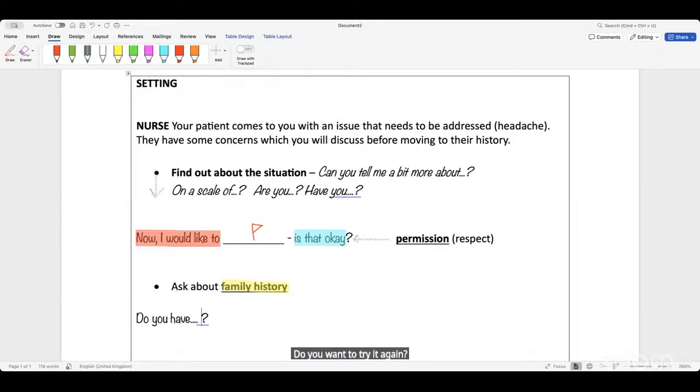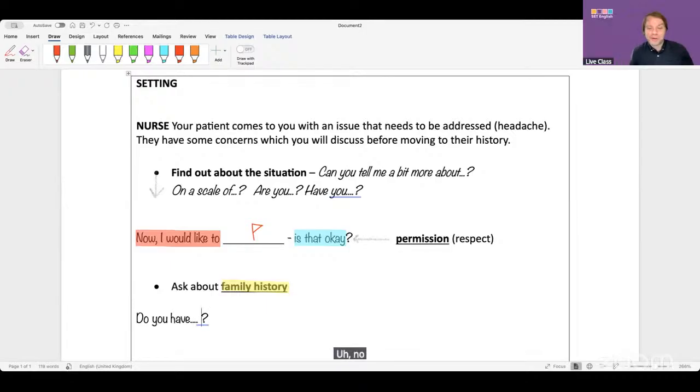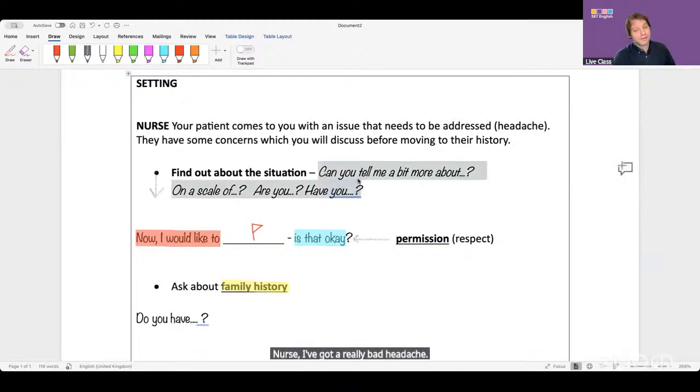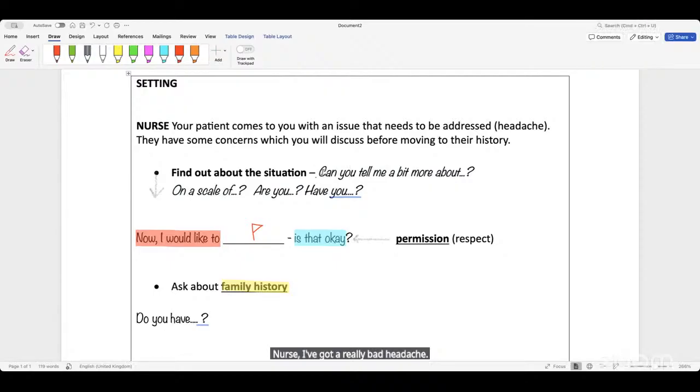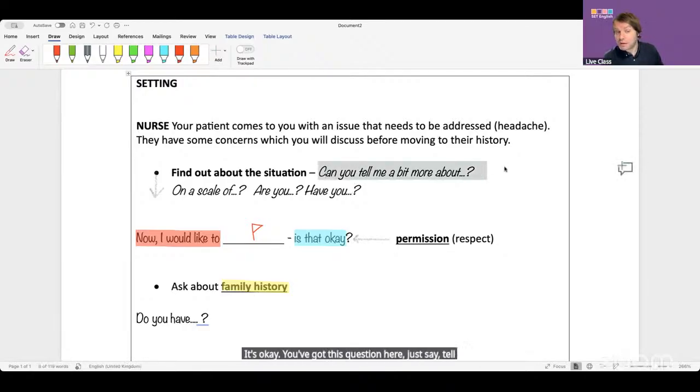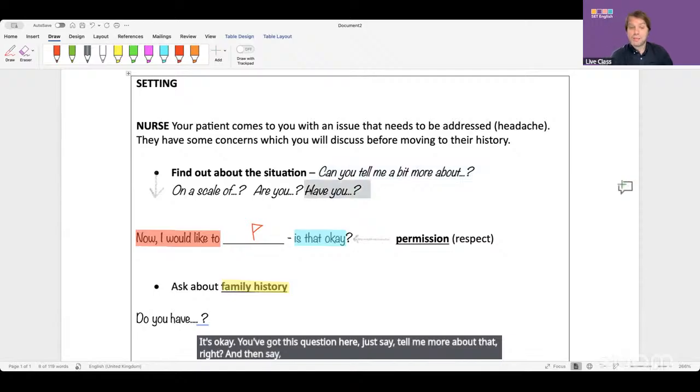Ask someone else. No, you can do this. Just ask permission, okay? Just say, is that okay? When I say yes, then you say, do you have? Okay. So, nurse, I've got a really bad headache. I'm so sorry to hear that. Like, can I ask you? Oh, what? It's okay. You've got this question here. Just say, tell me more about that, right? And then say, have you been taking any medication, right? So you're going to say these two things.